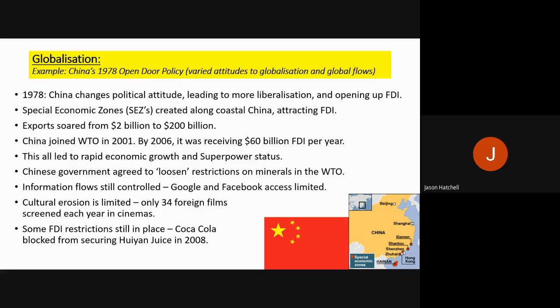And there are also some foreign direct investment restrictions in place. For example, in 2008, Coca-Cola made an attempt to take over a Chinese company called Haiwan Juice, which was blocked by the Chinese government for fear of cultural erosion and westernization. So this example is really just getting you to think about how governments can have different attitudes towards certain parts of globalization, how they can benefit from it, but also block some of it.